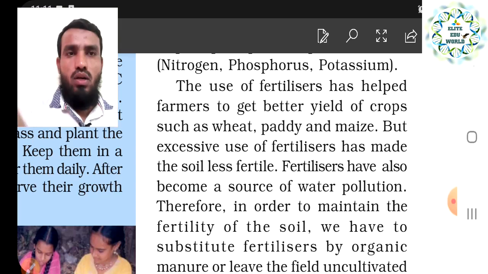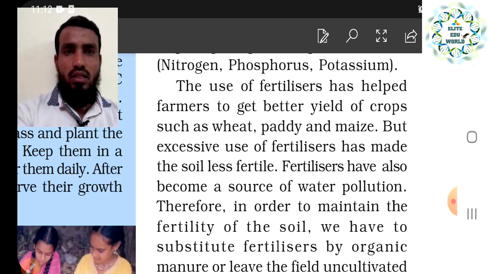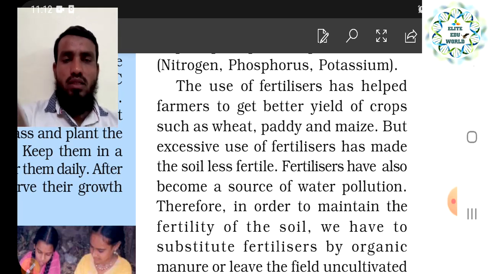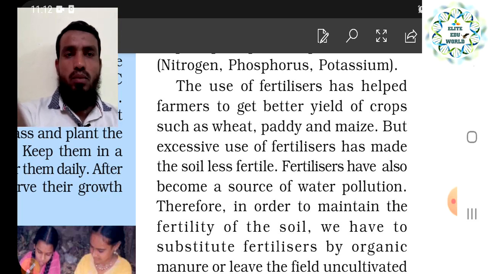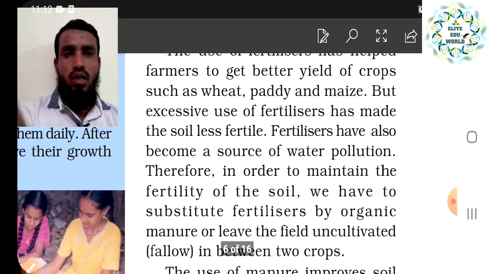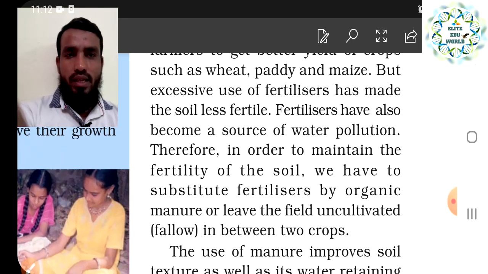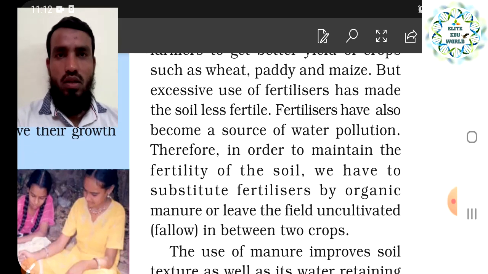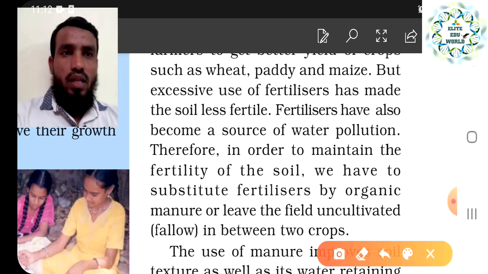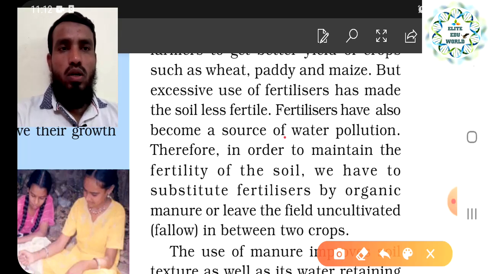But what will happen if you give excessive fertilizers or excessive manures? Fertilizers are actually chemicals, so fertilizers have also become a source of water pollution. Now, what are the disadvantages? Anything that is a chemical, if you use it more and more, will give some kind of side effect. So the number one side effect of fertilizers is that they are a source of water pollution.